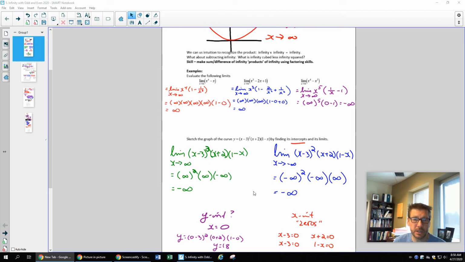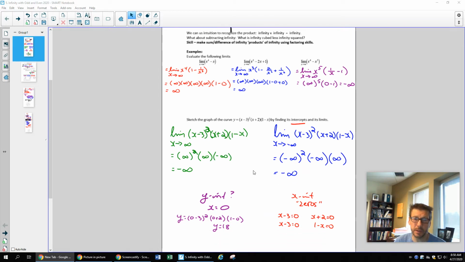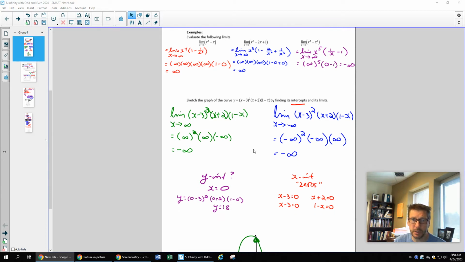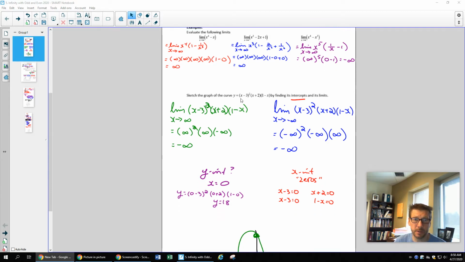And then you can use that information about going to infinity to help you do some sketches. Again, this isn't really new to you. You did a lot of this in Math 30, right? You talked about your zeros and areas of increase and decrease and that kind of stuff.